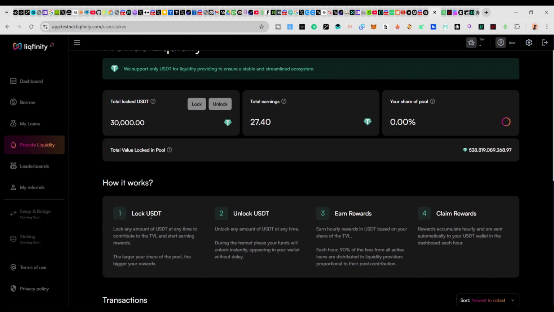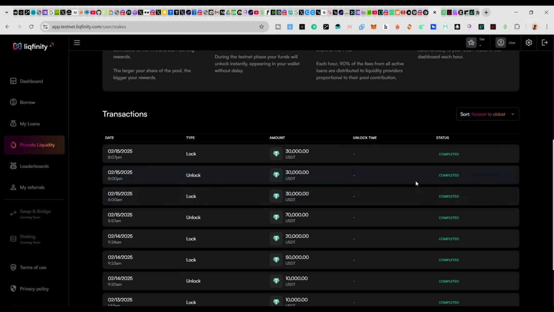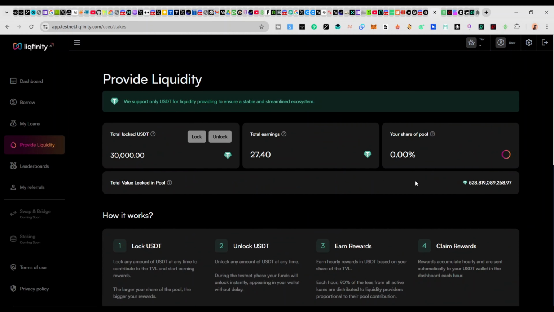It says how it works. Number one is to lock any amount of USDT at any time to contribute to the total value and start earning rewards. The larger your share of the pool, the bigger your rewards. When you unlock, you can unlock any amounts and then you earn rewards, and you can claim your rewards as well. And these are my transactions that I have completed so far.